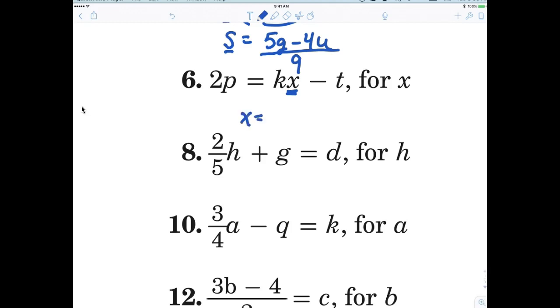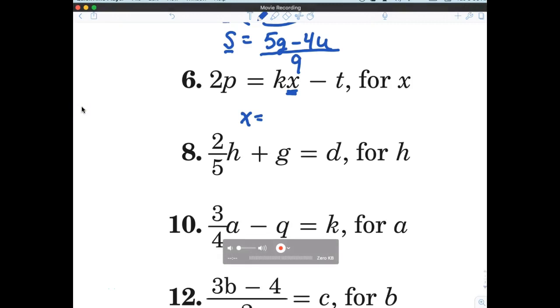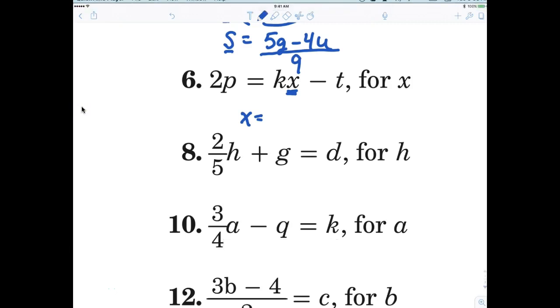All right, Ryan, would it be negative a? What are you solving for? So what do you need to move? I need to move the t. So move the t. 2p plus t. Now, if you can't see that, let me know. Right or not right? Now, final answer.